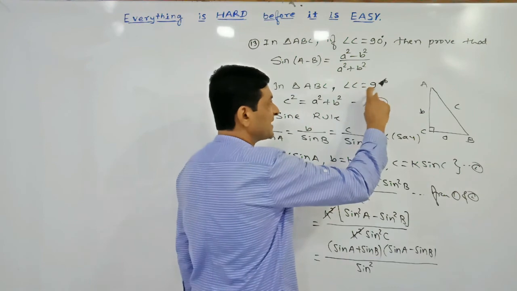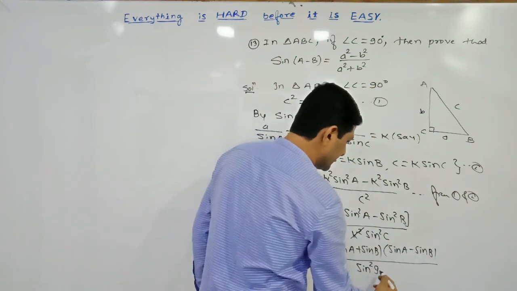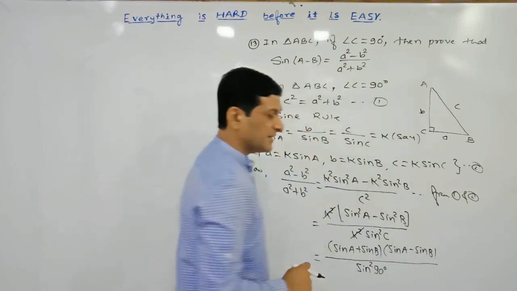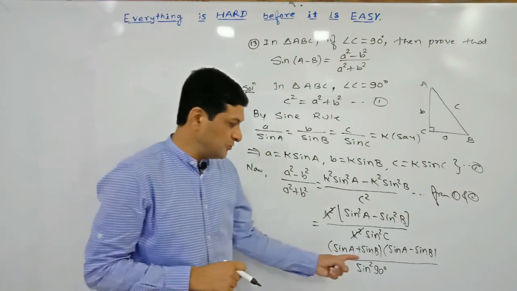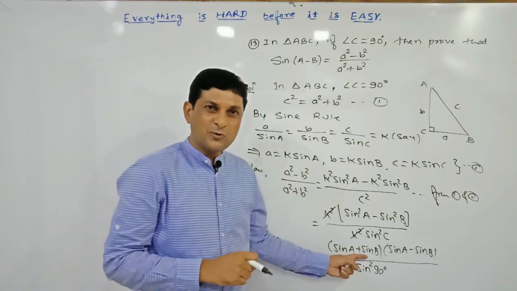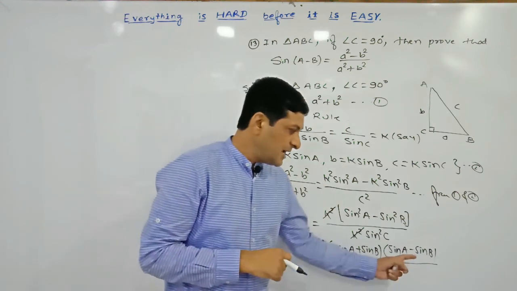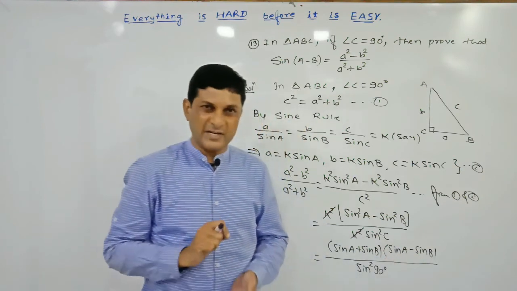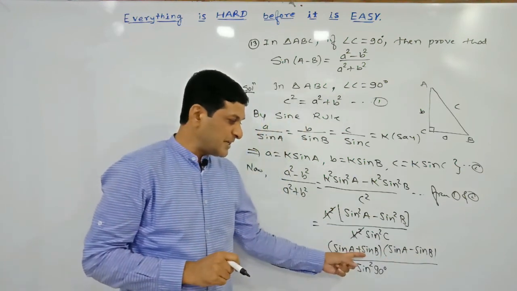What is the value of angle C? It is equal to 90 degrees. Now observe the first term in the numerator. Here we are able to apply the factorization formula, and here also we are able to apply the factorization formula. Which formula is applicable here?